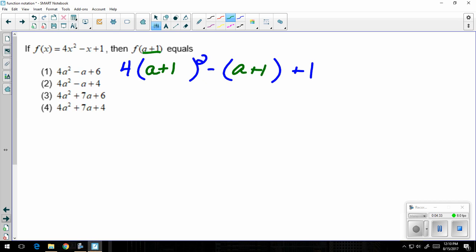Now, when you go to simplify this, remember if you take a look at PEMDAS: parentheses, exponents, multiplication, division, addition, and subtraction. That 4 on the outside is technically multiplication, but there's a squared, so exponents have to come first. So I need to do 4 times whatever I get with a plus 1 squared. Once again, show that work on the side if you need to.